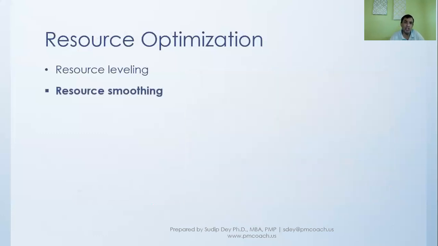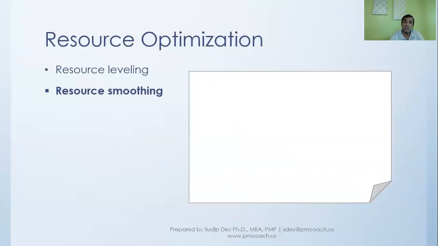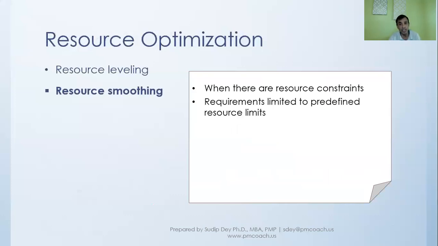As opposed to resource leveling, you can do the optimization through resource smoothing. In resource smoothing, again, it is done because there are some kind of resource constraints, and you have to adhere to the limitations of the availability of resource. But the essential difference between resource smoothing and resource leveling is, in resource leveling, you can change the dates, start date and end date. That completion date in resource smoothing cannot change. The project cannot be delayed.